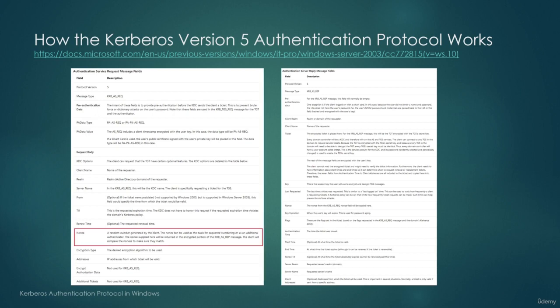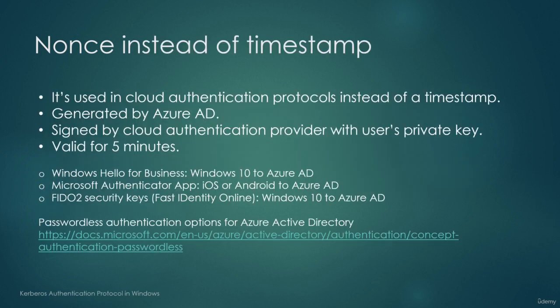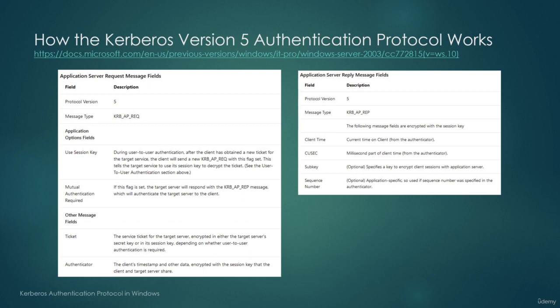Notice the field nonce. It's a randomly generated number used by Kerberos for preventing message replay. This field is also used by cloud authentication protocols instead of a timestamp. Here are the details about the fields in ticket granting service and application server request and response messages.